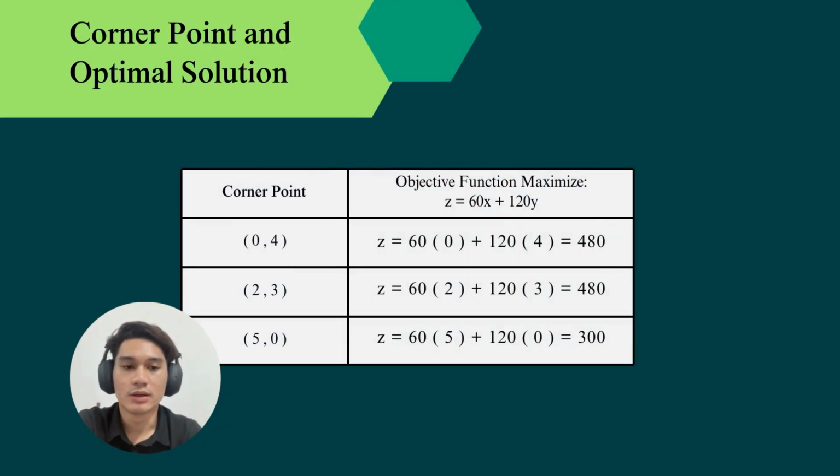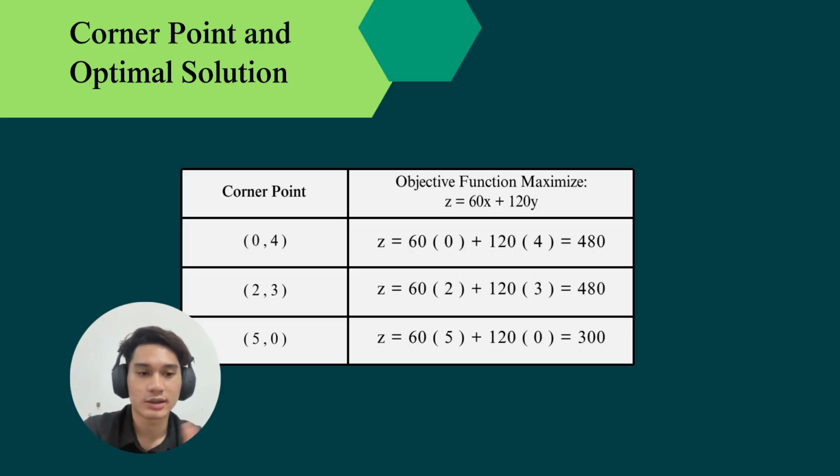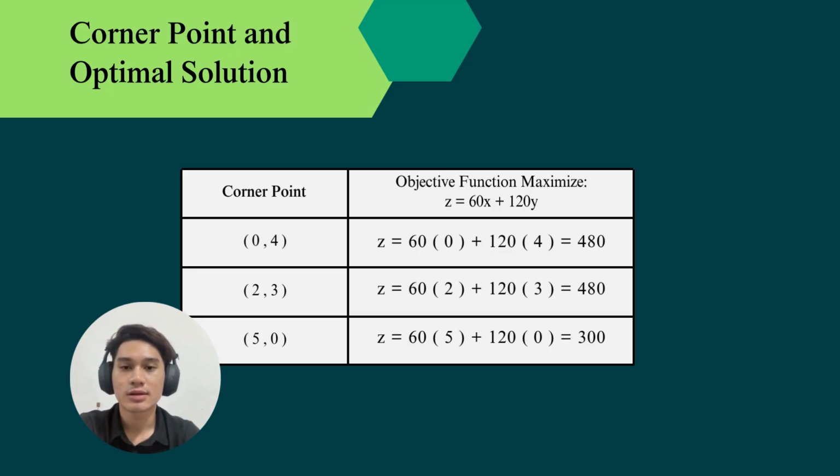Okay, so for the next slide, which is corner points and optimal solution. Next, we look at the possible corner points for our feasible region and calculate the objective function at each point. Our objective is to maximize the revenue given by the function. As you can see in these calculations, corner point (0, 4), x is 0 and y is 4, z equals 60 times 0 plus 120 times 4, which equals 480.